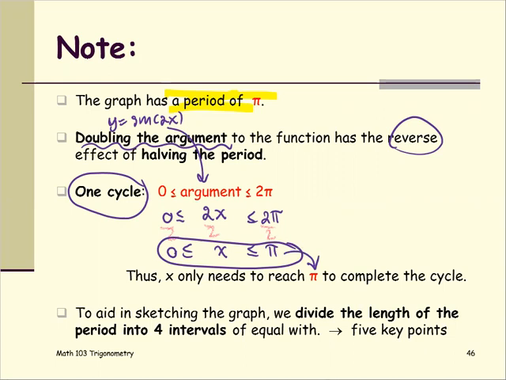And the note on the bottom, to aid in sketching the graph, we're going to divide the length of the period into 4 equal subintervals. Those 4 equal subintervals are going to give you the locations to place the 5 key points. We call those the 5 key points.